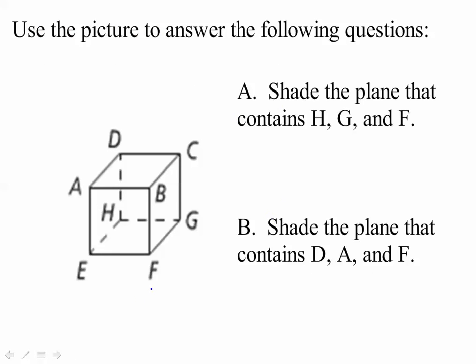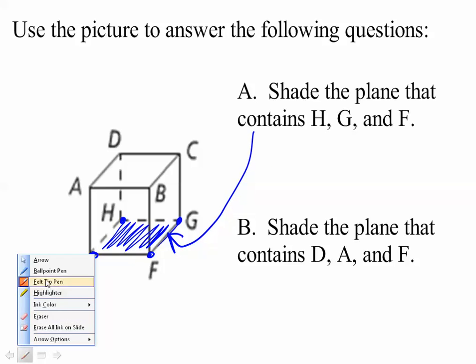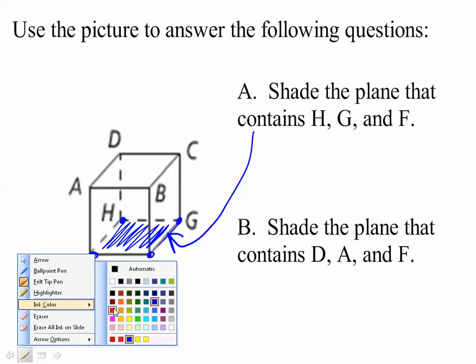So we've got 2 more examples together to finish up our lesson today. For the first one, it simply says shade the plane that contains H, G, and F. We've kind of already done this on a couple of the other slides. We have H, G, F, and E. So really, I just want to shade the bottom of the box. I'm going to use a different color so we can keep track of what we've done here.